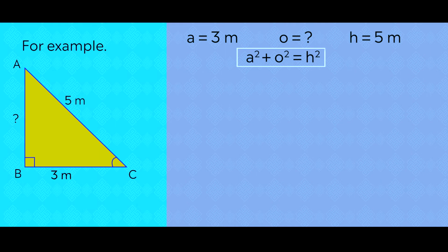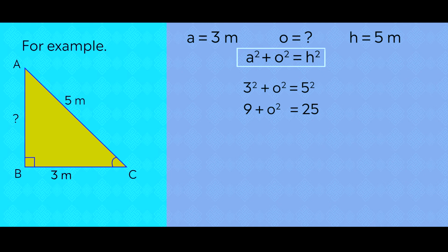So using the Pythagorean theorem, a square plus o square is equal to h square. Since we know the adjacent side length, we substitute a by 3, and we also know the hypotenuse, that's 5, so we substitute hypotenuse h by 5. 3 square equals 9 and 5 square equals 25. So our equation now becomes 9 plus o square is equal to 25.